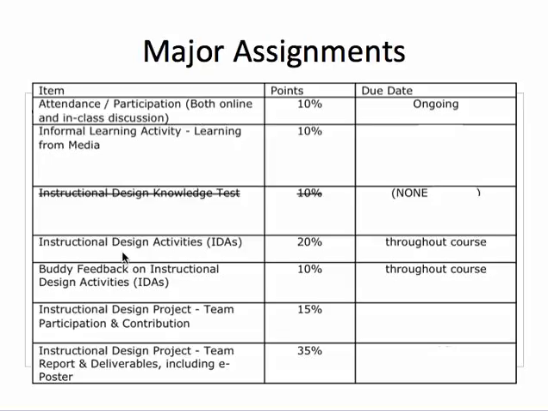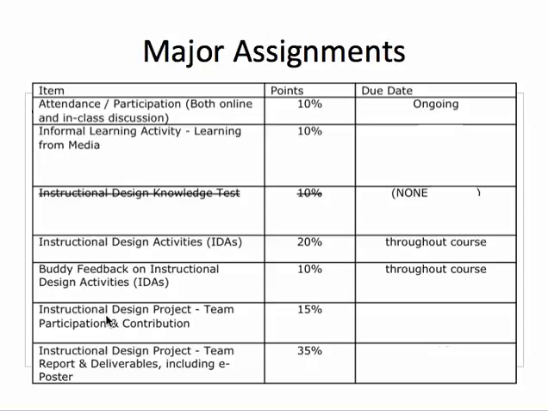There's the design activities, and they're due throughout the course. They are 20% total. There are four of them, so they're about 5% of your grade each. You'll see that the weighting, the points, don't actually reflect the amount of work that goes into them. So anyways, then we've got buddy feedback that I want you to give. And that's really important. So that's another 10% of your grade.